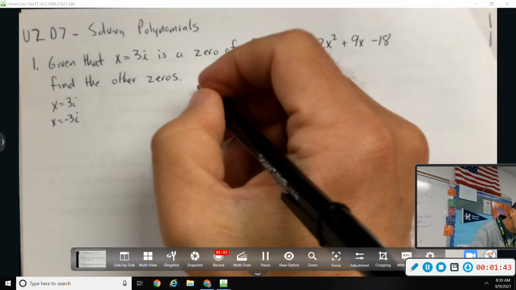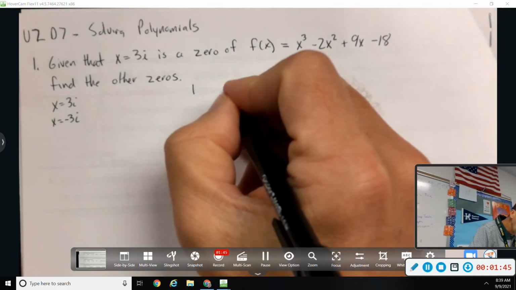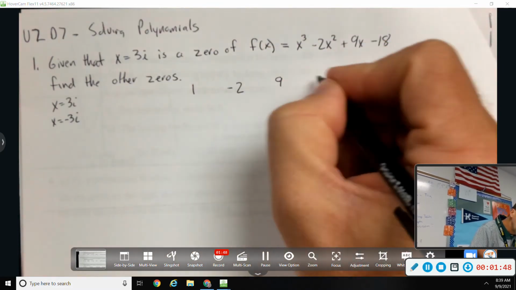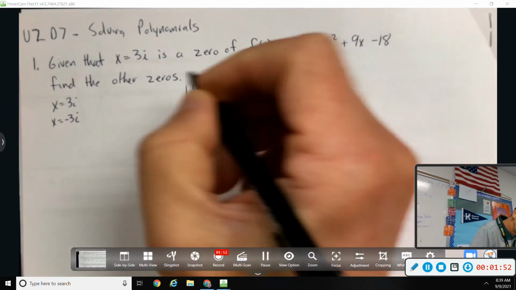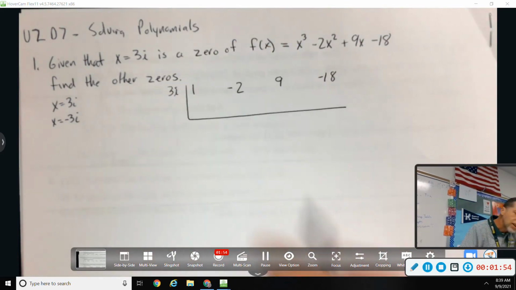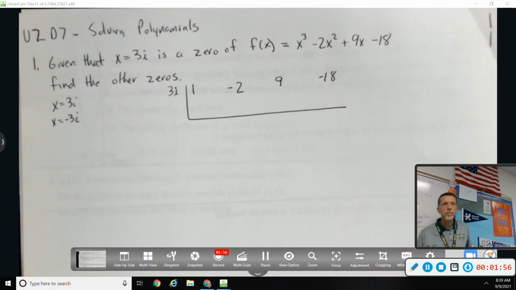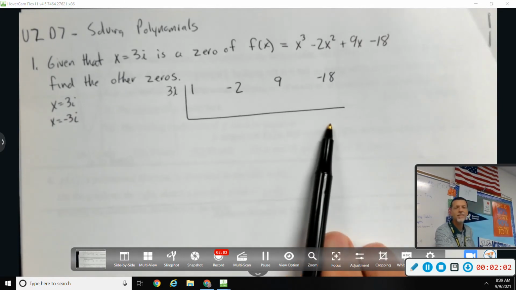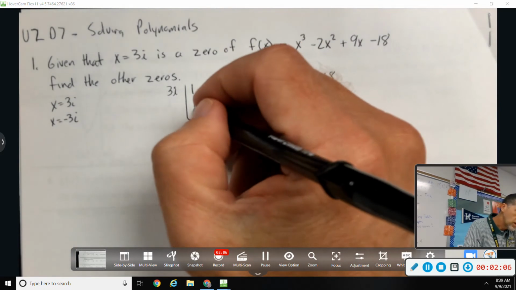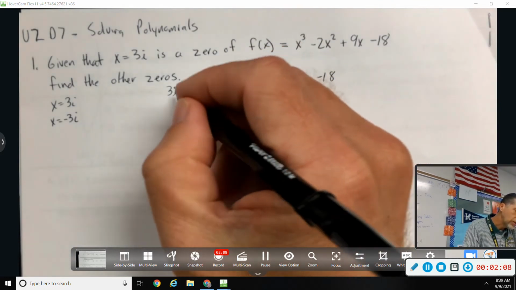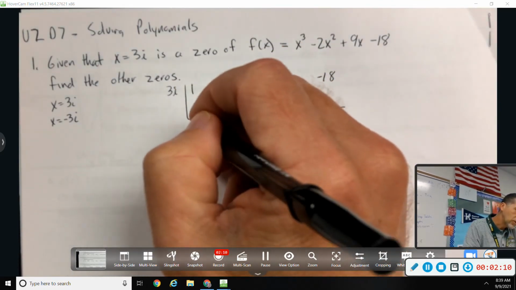So I'm going to synthetic divide. Leave a little more space than normal, because with i's it takes a bit of room. I'm going to synthetic divide with 3i. It's going to look funny, it's going to look ugly, but I should get 0 when I get to the end, because 3i is supposed to be a root. We'll slow it down on this one because we haven't synthetic divided with i's before, but it works the same way.